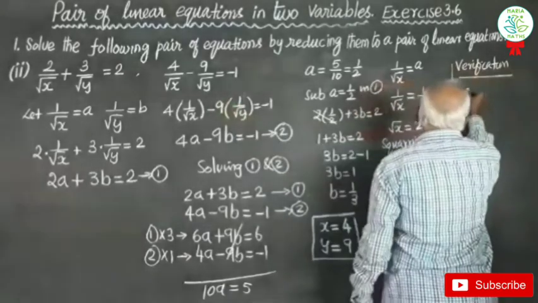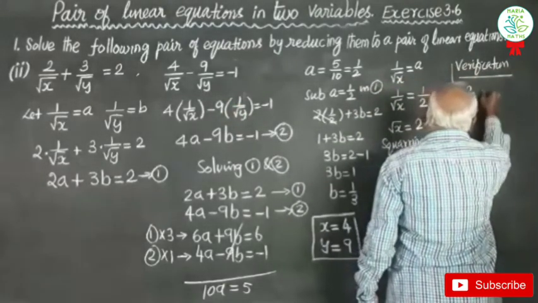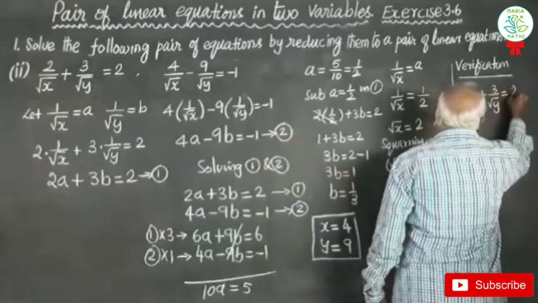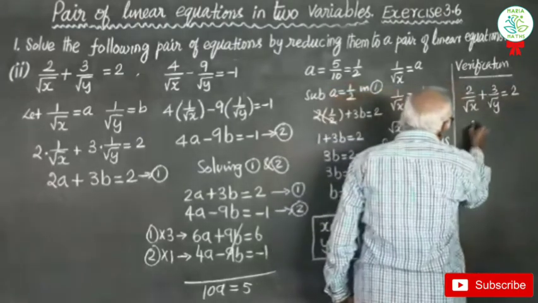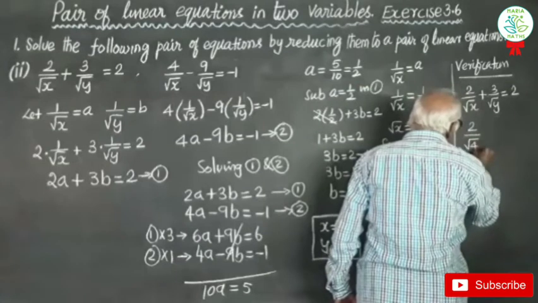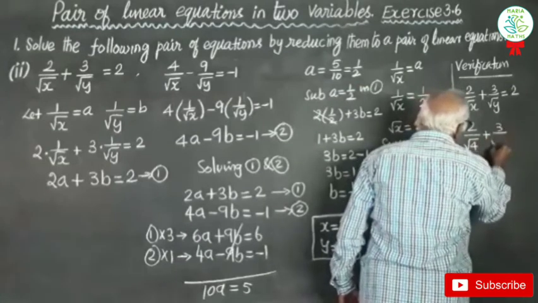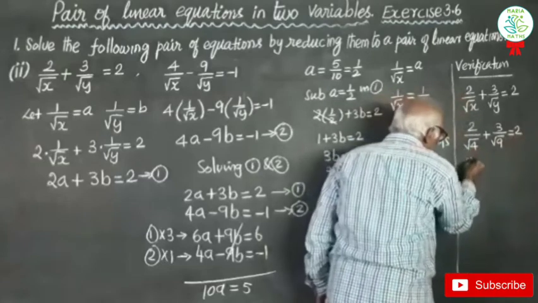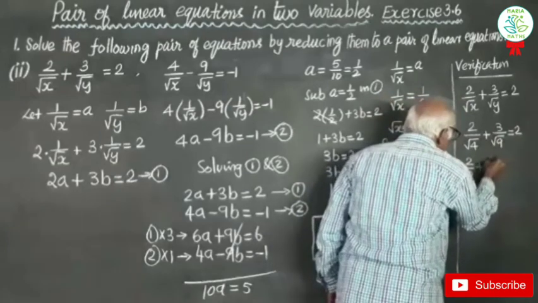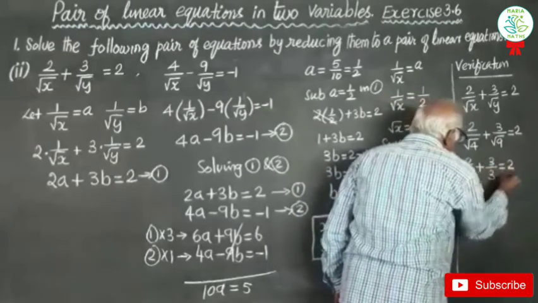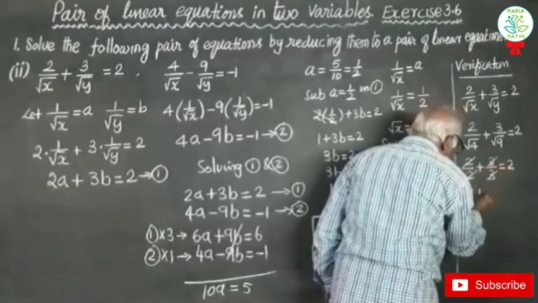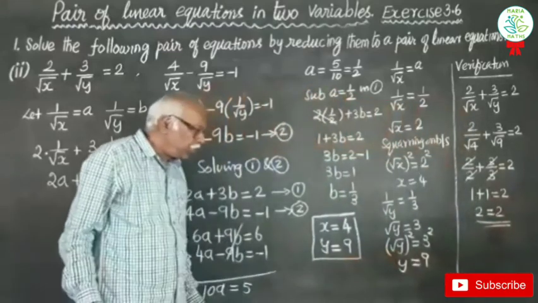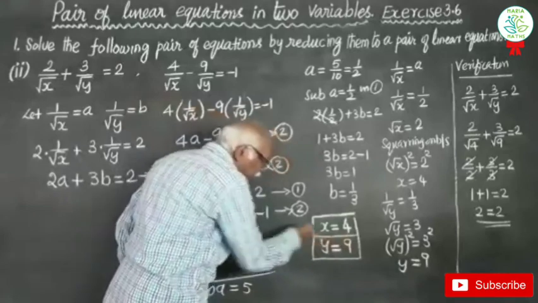Take any one of the equations: 2 by root x plus 3 by root y. I should get an answer of 2. Now, 2 by root 4 plus 3 by root 9 equal to 2. Root 4 is 2; here we take the positive answer. 2 by 2 plus 3 by 3 is equal to 2. So 2 cancel gives 1, 3 cancel gives 1, 1 plus 1, therefore 2 equal to 2. So our answer is, therefore x is equal to 4, y is equal to 9 are the answers.